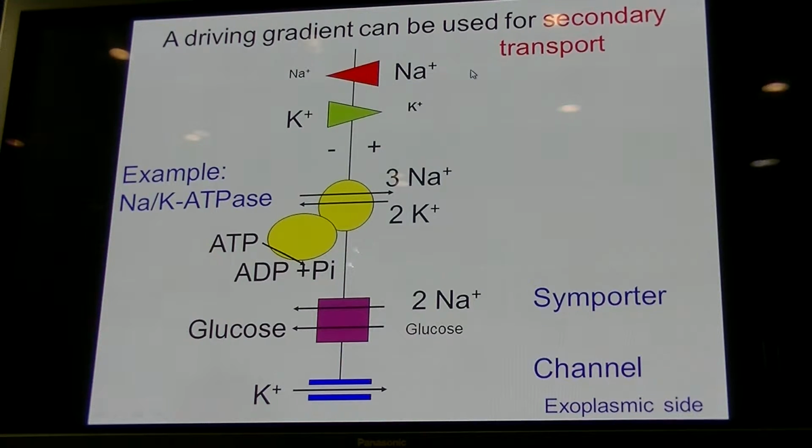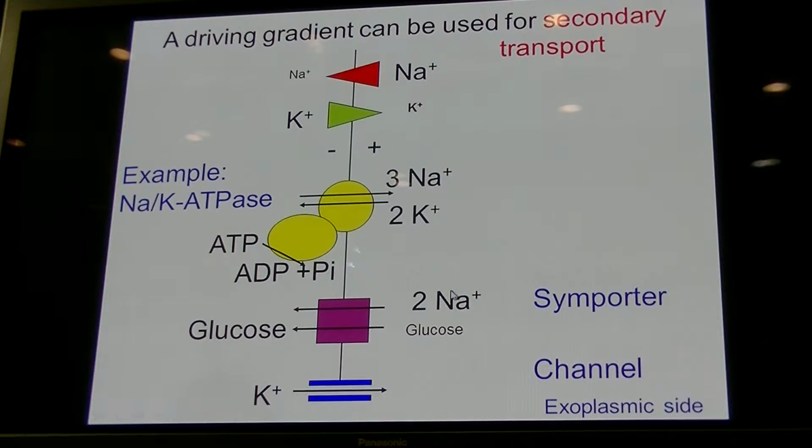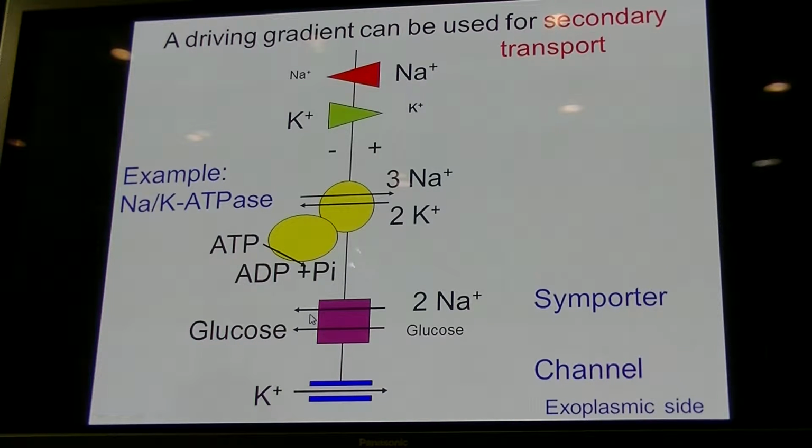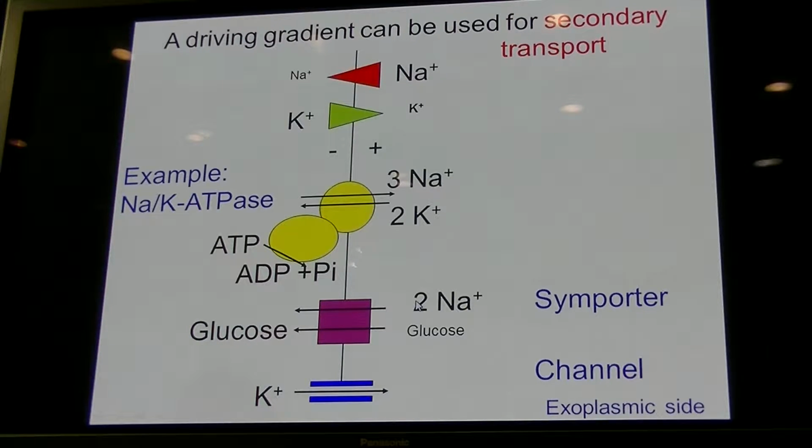And especially that gradient of sodium is used to take up other substances by means of the action of co-transport systems, for instance, the glucose importer. In this case, 2 sodium move down gradient, that's favored, to allow for the uptake of glucose into a compartment with a higher concentration. By itself, not a favored reaction, but coupled with 2 sodium, that now becomes possible.